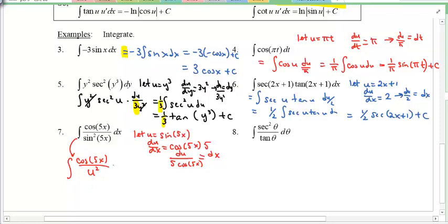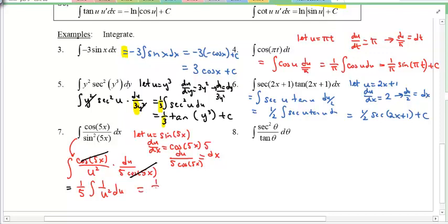U squared dx is now du over 5 cos 5x. Beautiful. The 1/5 I'll pull out. Don't think that the integral of 1 over u squared is ln u squared. It's not. This is just power rule.